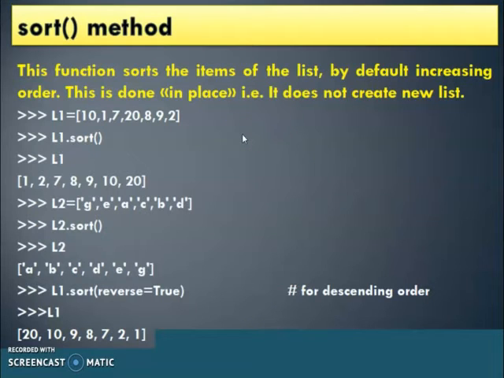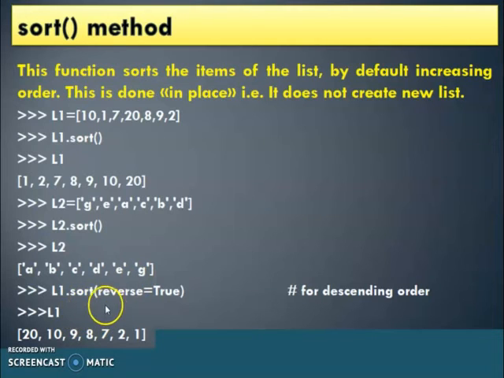This function sorts the items of the list by default in increasing order, that is ascending order. Okay, then it does not create a new list. See the example. L1 dot sort. Okay, so this is our list. Then L1 means these elements are sorted in ascending order. Here L2 is equal to a string list. Then L2 dot sort means A, B, C, D, E, G. Okay, we displayed it in ascending order.